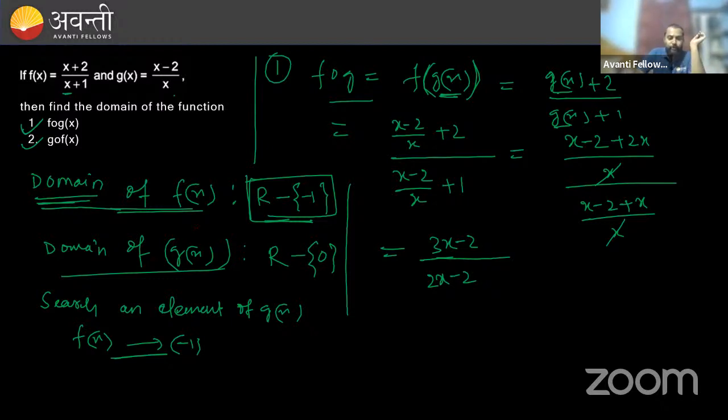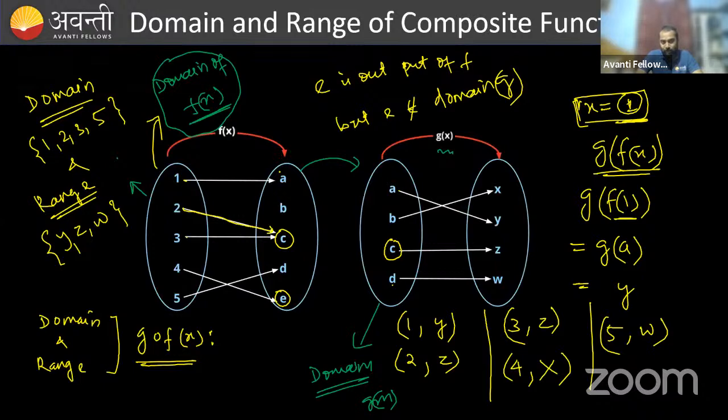Okay, sorry. Now come to the point. The domain of f of x is R minus {-1}. So what I am saying is, find such an element of g of x for which f of x becomes -1. If for that element f of x becomes -1, then that element will also not be in the domain of fog. Because I was saying that if in the output of g of x you find any element that is not in the domain of f, then that element also does not belong to the domain of f of g of x.